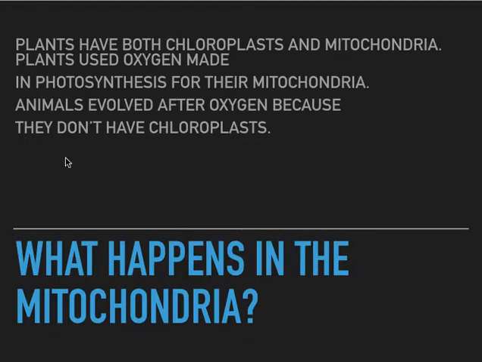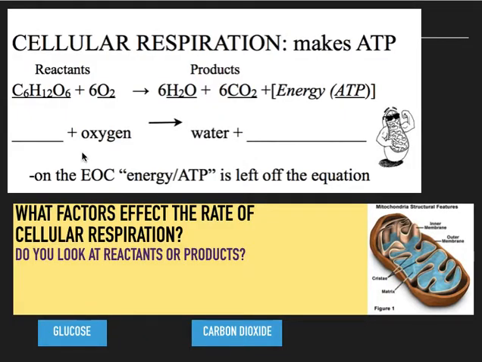So what happens in the mitochondria? Well, first of all, it is cellular respiration. Okay, the root word of cellular is cell. The root word of respiration is breathing. So this is cell breathing in its simplest terms. And this is how you make ATP. Well, you have your reactants, which mix together inside the mitochondria to make your products.